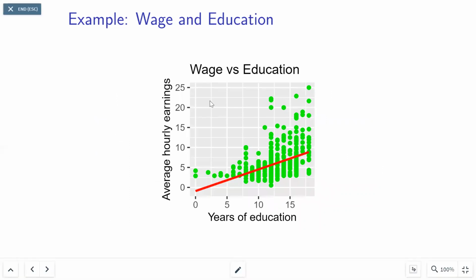Here you see what the scatter plot and the linear fit look like. Again, since the data points are very spread out from the linear line, the linear model is unlikely to deliver a very accurate prediction of the average hourly wage.